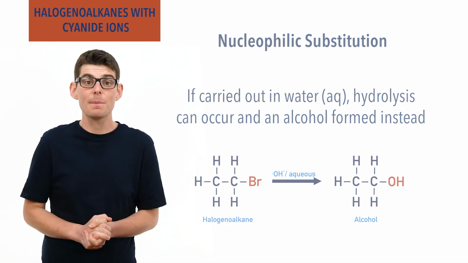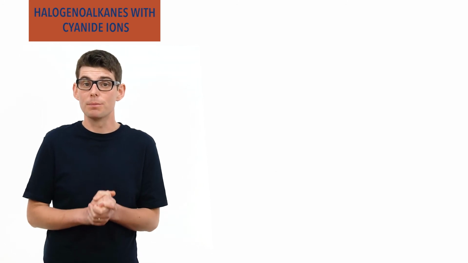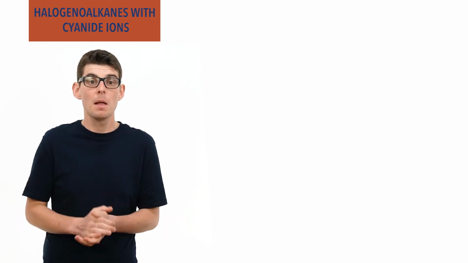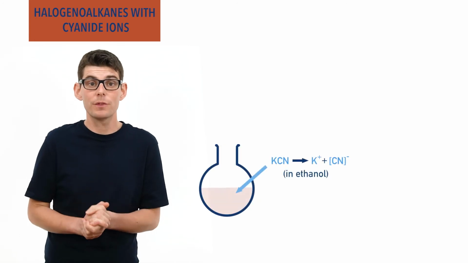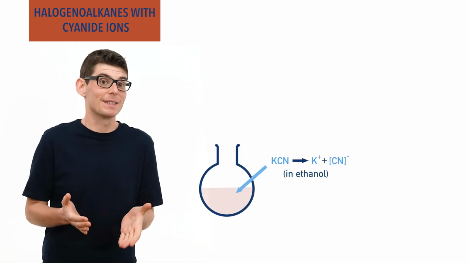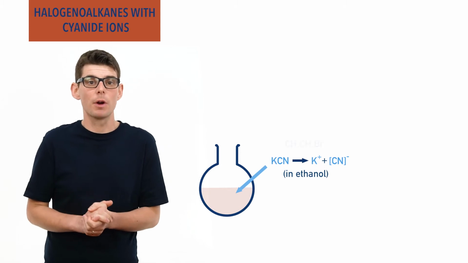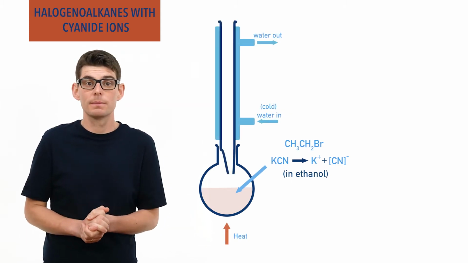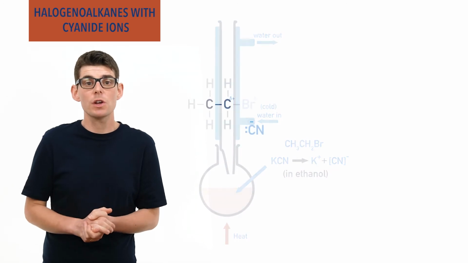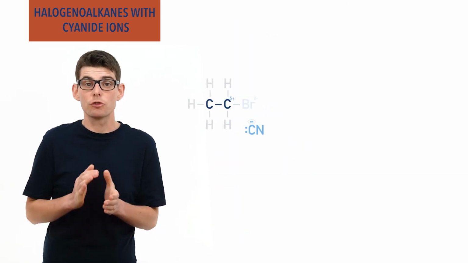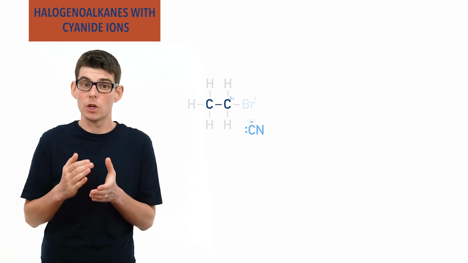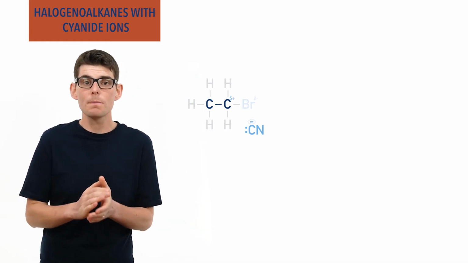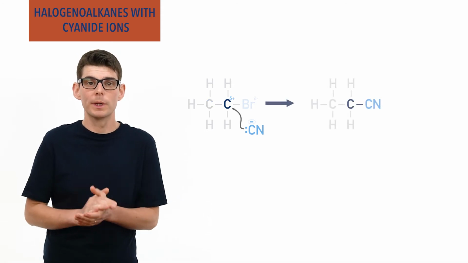Let's have a quick recap of this reaction and mechanism using bromoethane and potassium cyanide as an example. Potassium cyanide is dissolved in ethanol and dissociates, splits apart, and is mixed with the bromoethane. The reaction mixture is heated under reflux. The negatively charged carbon in a cyanide ion is attracted to the partially positively charged carbon from the carbon-bromine bond and uses its lone pair of electrons to form a bond to it.